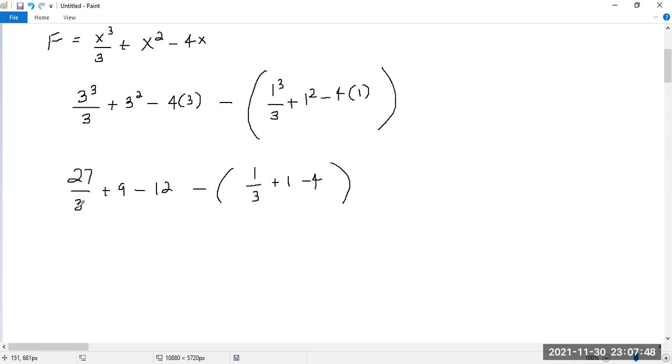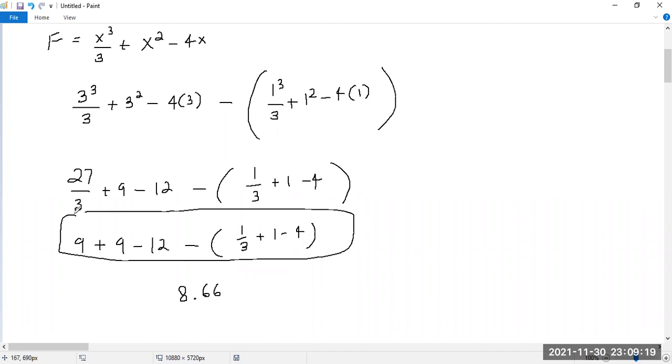which is, so 3 can go into 27 9 times, right? So we'll say this is 9 plus 9 minus 12 minus 1 over 3. And so actually we would want to be a little more precise about this. In fact, you probably want to plug this into a calculator, which I'll do now. So if you go ahead and plug this into a calculator, you would essentially arrive at 26/3, which actually comes out to 8.66.